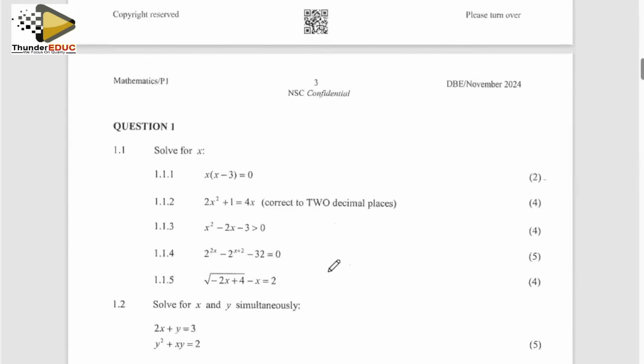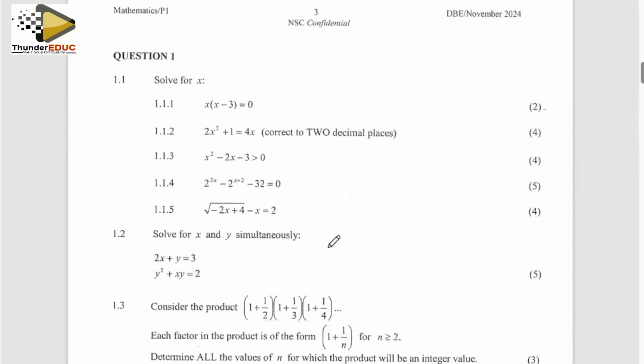All right. So Question 1, as usual, is algebra. In 1.1, they want us to solve for x. In 1.1.1, we have a product of factors: x multiplied by x minus 3 is equal to 0. So either x is 0, or the entire bracket x minus 3 is equal to 0. When we solve this, x must give us a positive 3. So x is 0, and x is 3. Those are the two answers for 1.1.1.